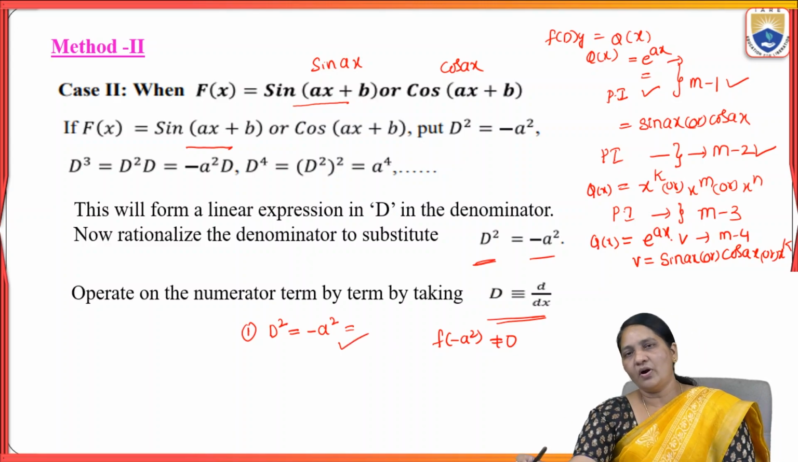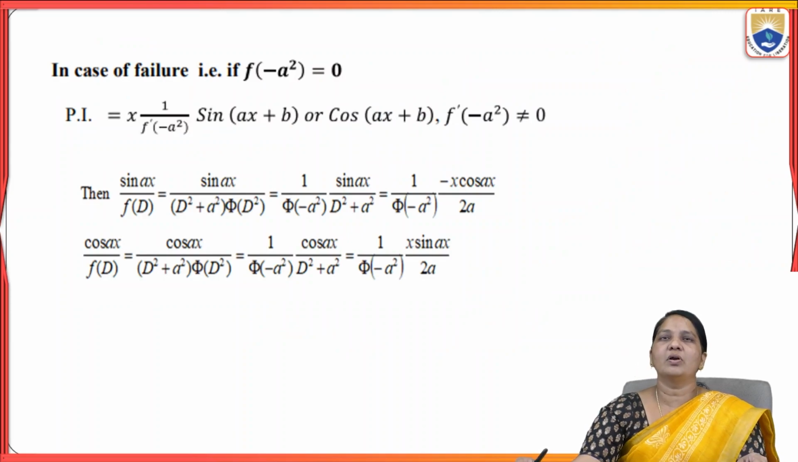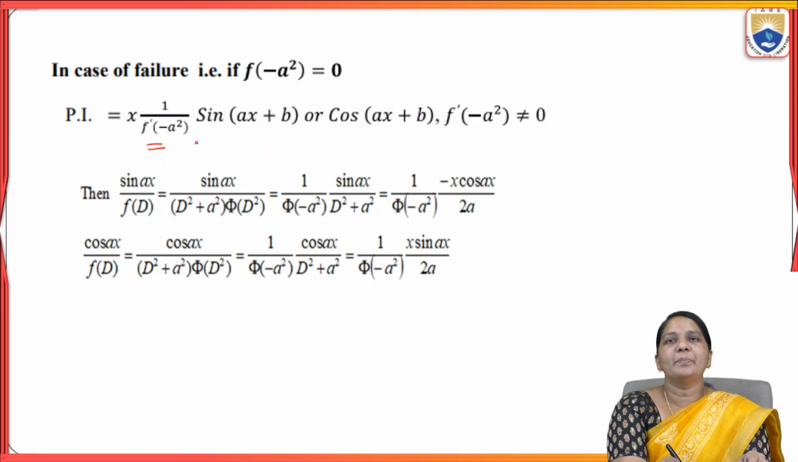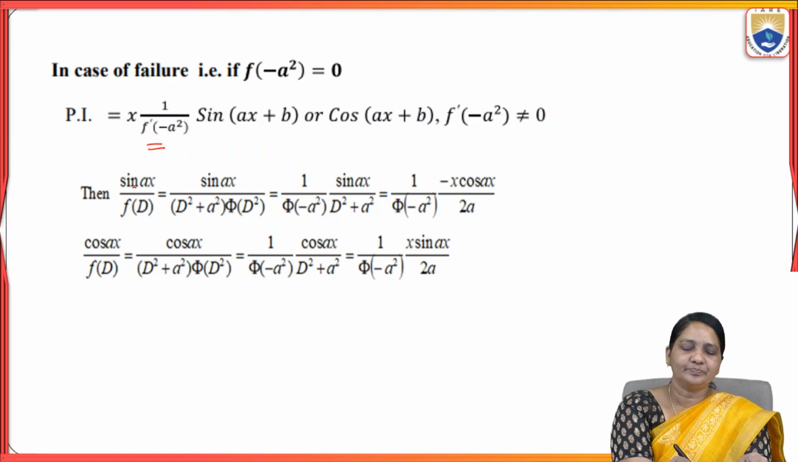If f of minus a square is 0, what do we have to do? For the particular integral, if f of minus a square is 0, then we have to follow this procedure. We have the formulas here.